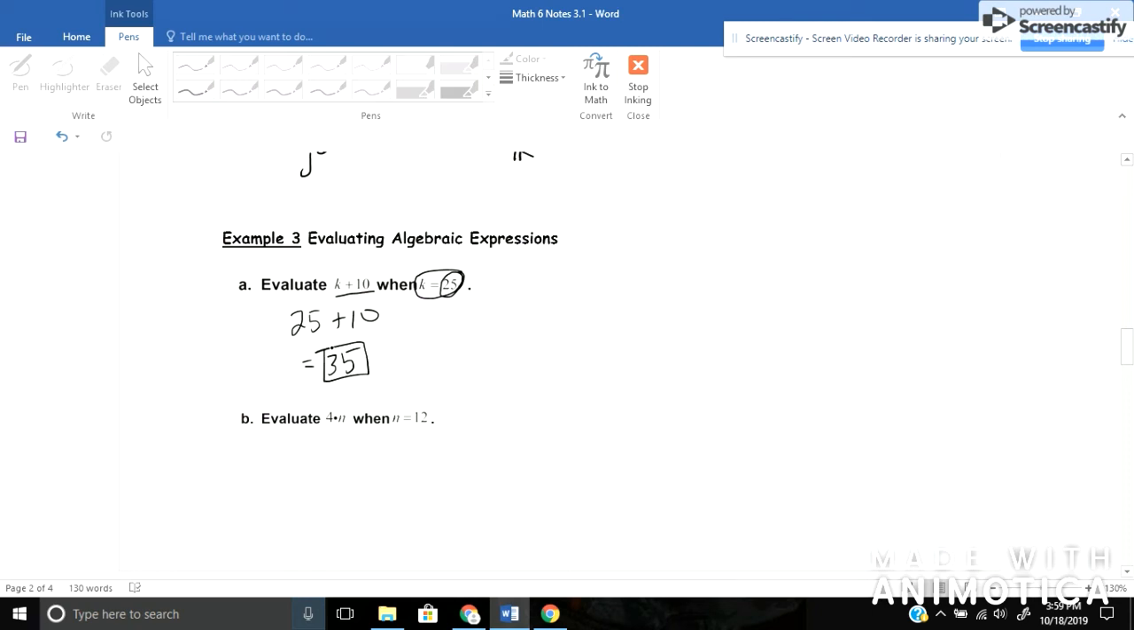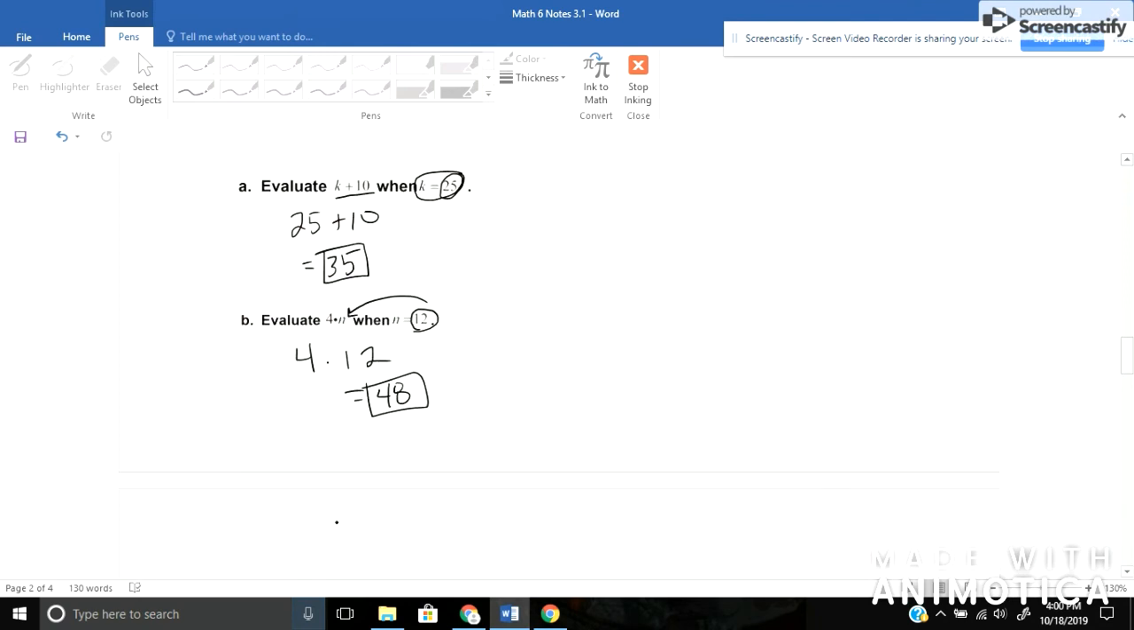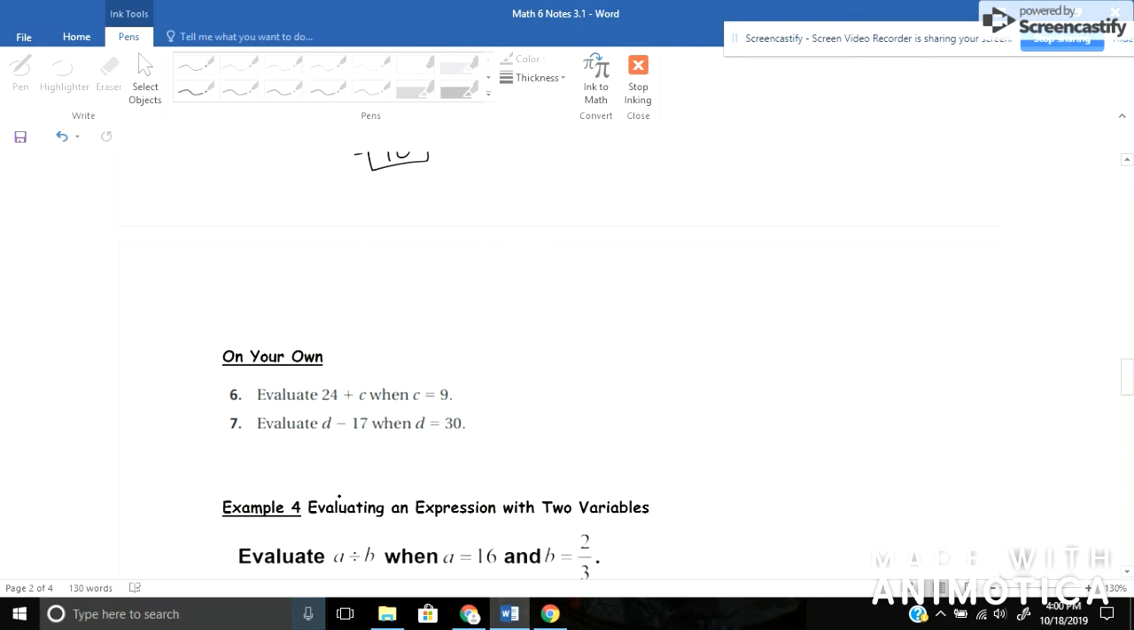And similar for letter B, it says evaluate 4 times n when n is equal to 12. Okay, so I'll just substitute my value of n into my original expression. 4 times, and instead of writing n this time, I'll substitute the value of what I know n to be, which is 12. And 4 times 12 would give me 48. All right. Go ahead and try 6 and 7 on your own, just like that.